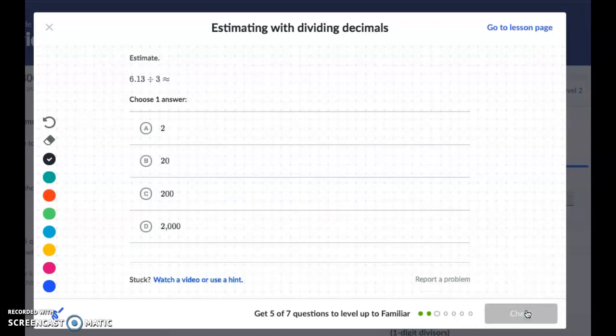6.13 divided by 3. So I'm going to change that 6.13 and I'm going to think about it as a 6. And then I know 6 divided by 3 is 2.